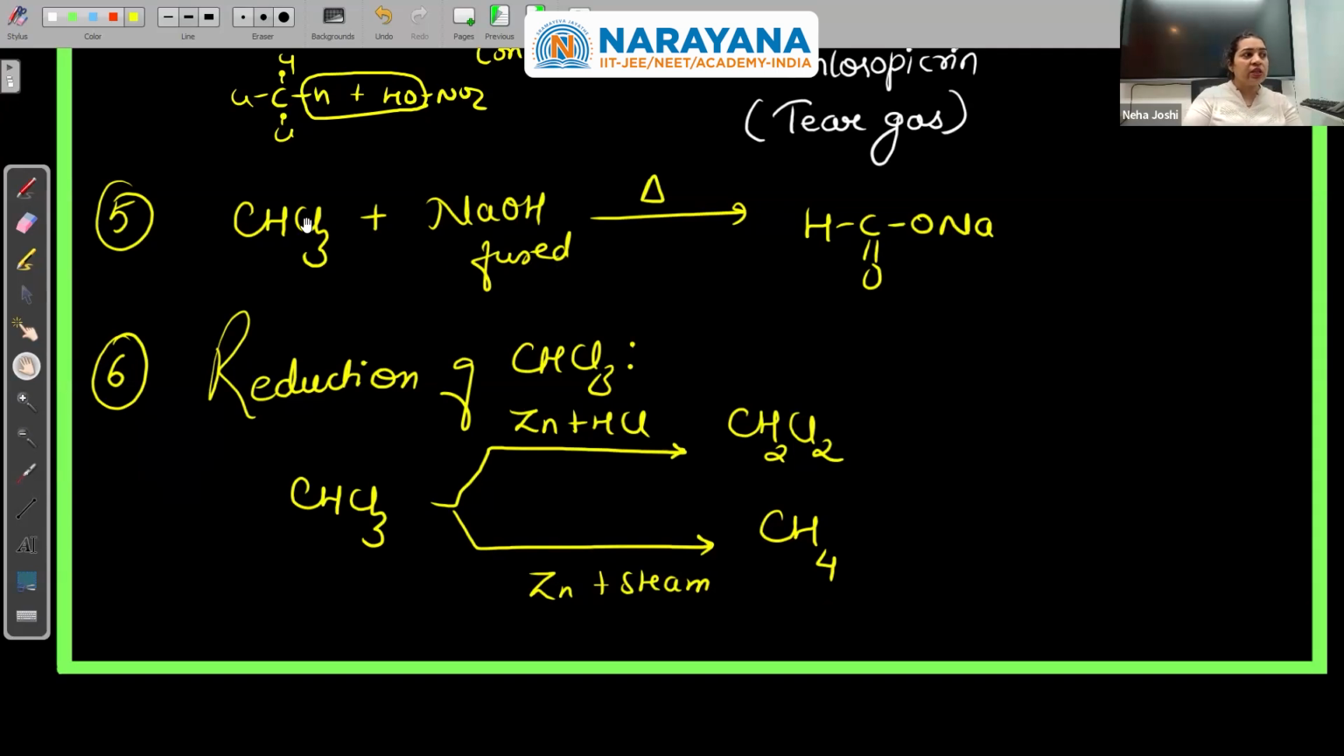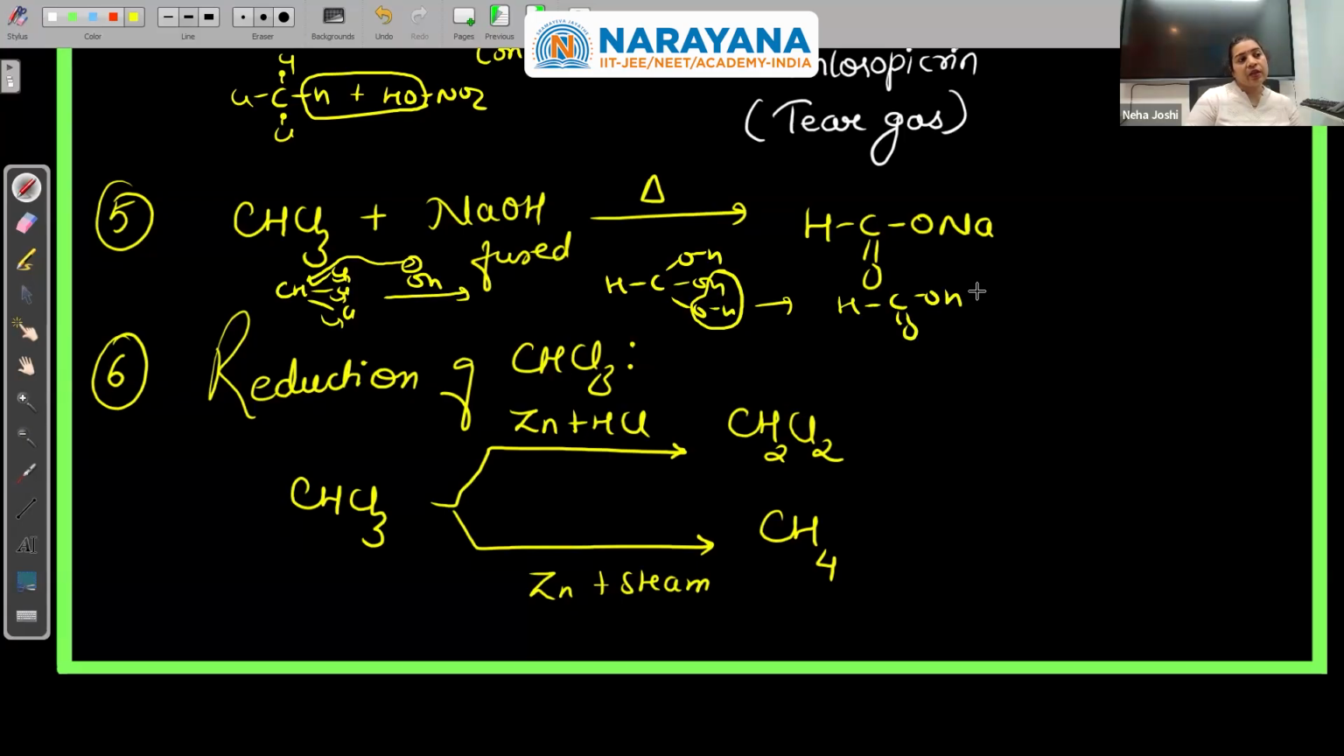Then comes chloroform if fused with NaOH. See, it is a trihalo compound, CHCl3. Though what I'm saying is not the direct mechanism, but attack, Cl gone, Cl gone, Cl gone. This is just a method to remember, but not the mechanism. See, H2O, and you will have formic acid. And as the medium is NaOH, formic acid salt is formed. Again, if they ask mechanism, this also goes through carbene.